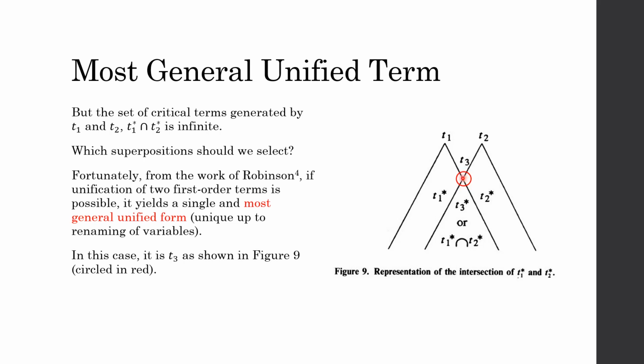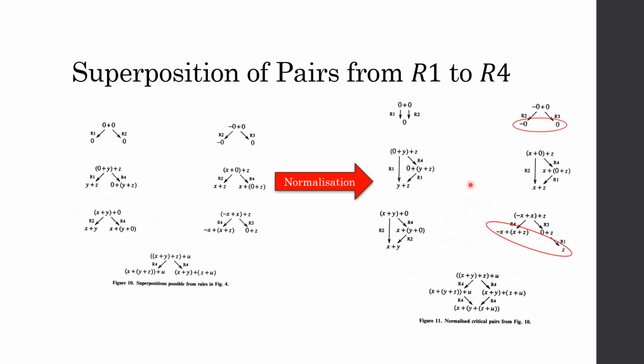We will know that we are able to get the most general unified form, so we do not need to worry about the rest of the superpositions that we may wonder whether to select or not. So no worries, because of this work, we can just find the most general unified term. So let us, using our R1 to R4, superpose all the pairs of rewrite rules, and we get all these superpositions.